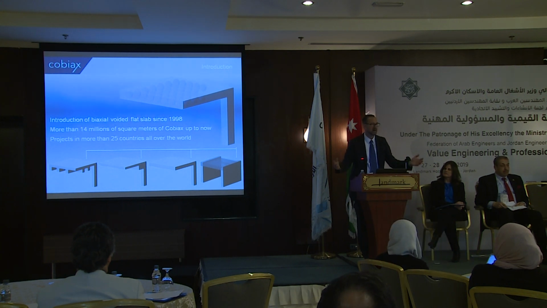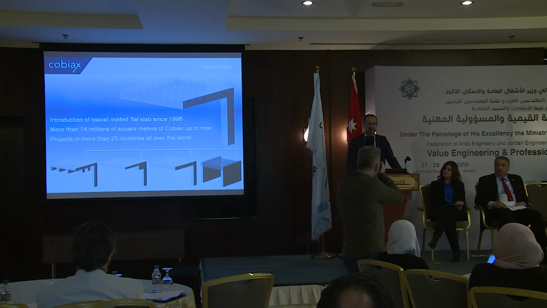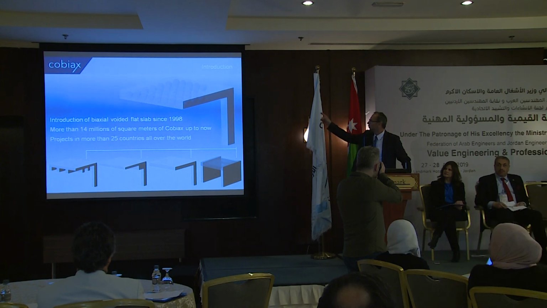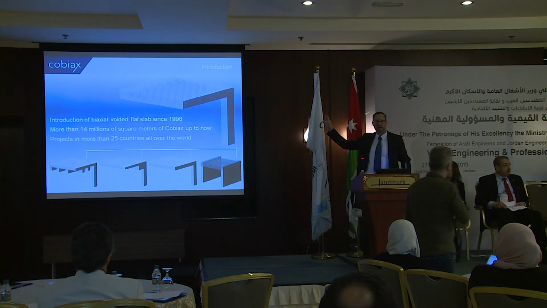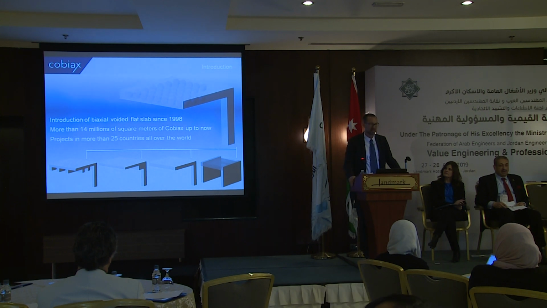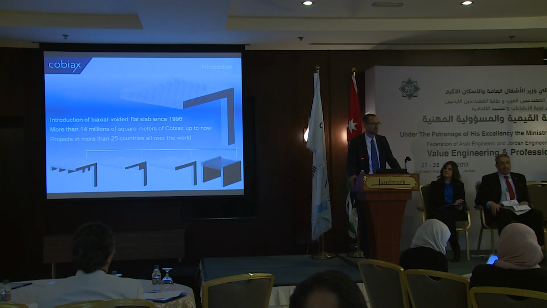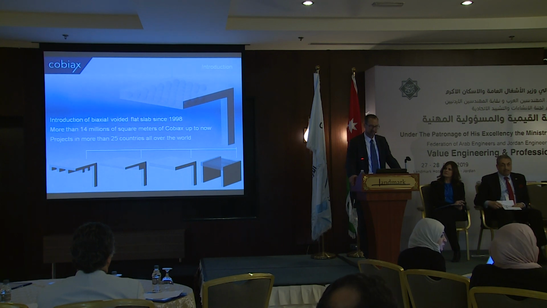We try to combine all of these systems in one system where we place ball-shaped void formers in a flat slab. As you can see in this picture, where you have the column and high shear stresses, you do not have any voids, because there you need the solid area. So somehow it is an internal capital inside the flat slab. That's the idea behind it, and we have been doing this for more than 20 years, and up to now we have already performed more than 14 million square meters all over the world, with projects in more than 25 countries.